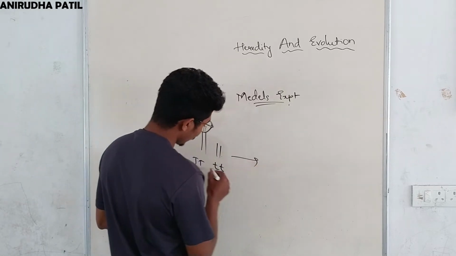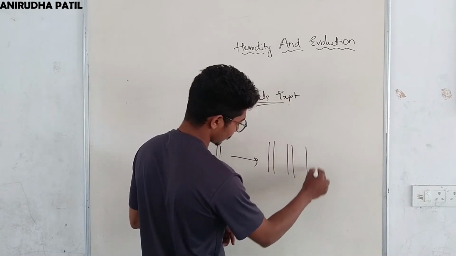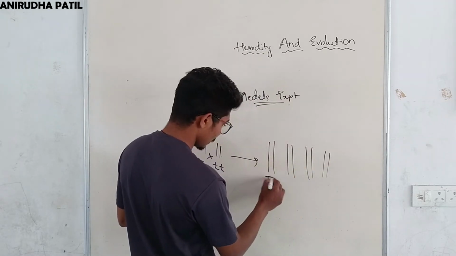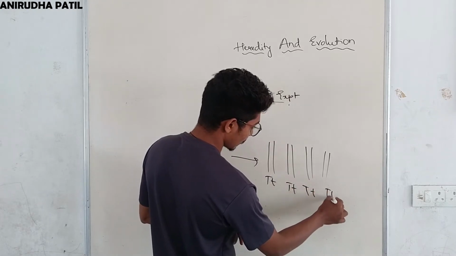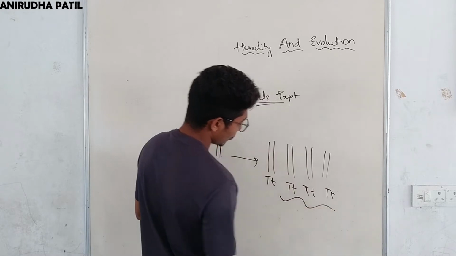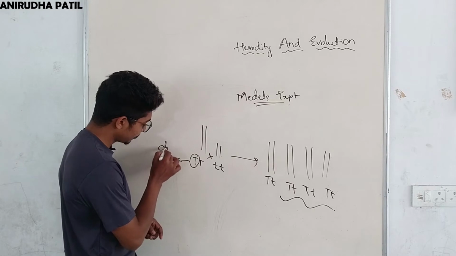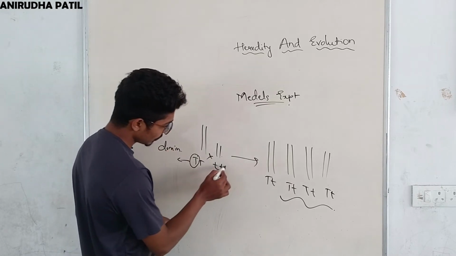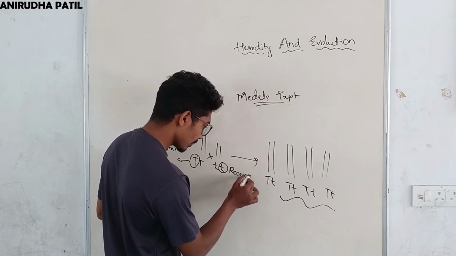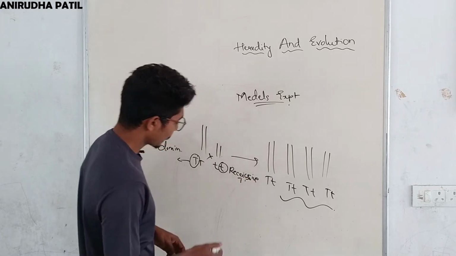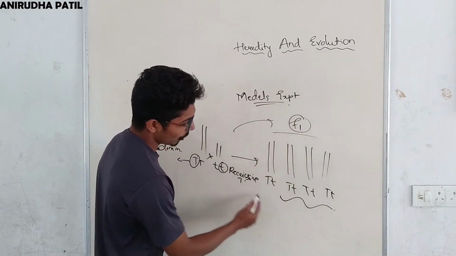Okay, so after cross pollination the result was all tall plants, that is Tt, Tt, Tt and Tt. So basically this capital T is a dominant trait and this small t is a recessive trait. Okay, so this was the F1 generation, that means the first experimental generation was all tall plants.